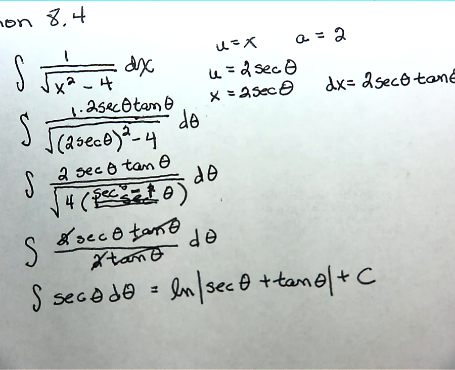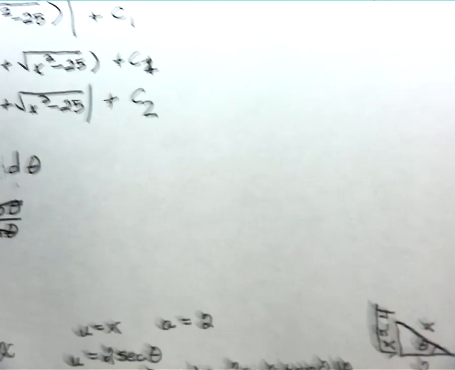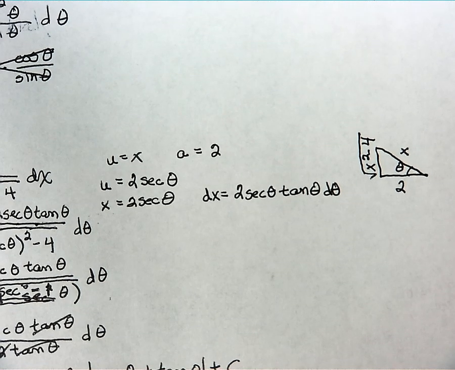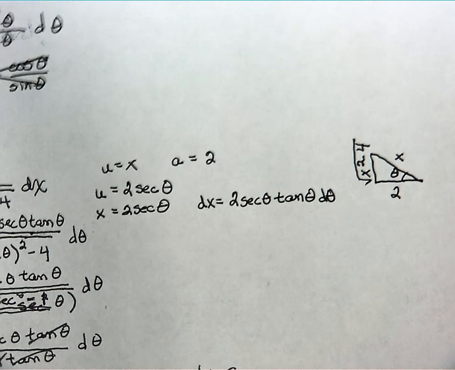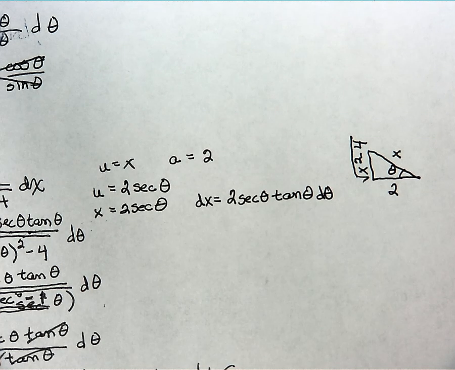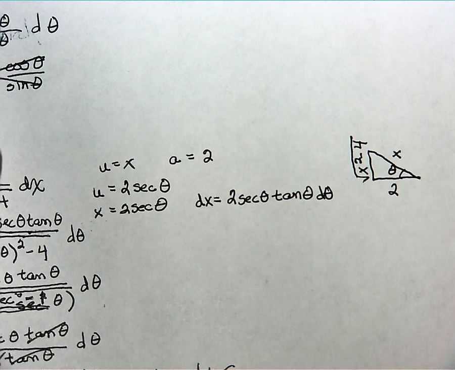Okay, is that our answer? No, it's not. In place of those thetas, we have to put what? Do the triangle. And I've done it up here. So I have my angle, I have my triangle. What will I put in the place of secant theta? Secant is 1 over cosine. Cosine would be 2 over x. So secant would be x over 2. And what do I put in place of tangent?